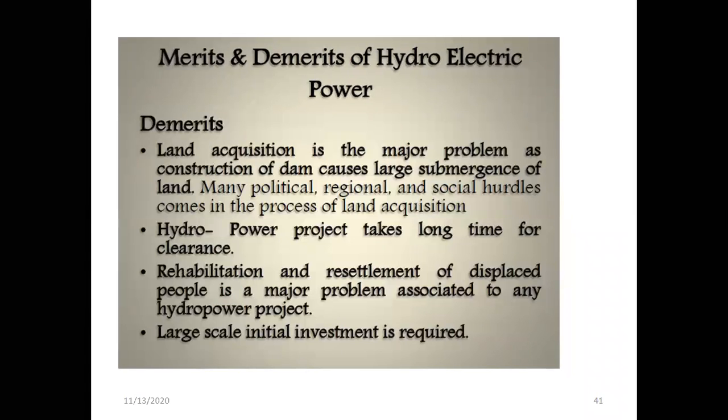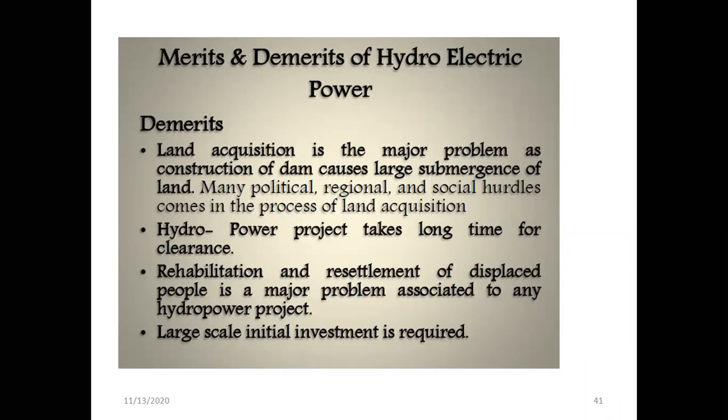What are some of the shortcomings of hydropower plant development? It's hard to acquire land, because once we construct the dam, the river swells upstream, and it tries to submerge people's land and crops. We then have a lot of issues, which can be political, environmental or social, in the process of acquiring land for development of hydropower plants.